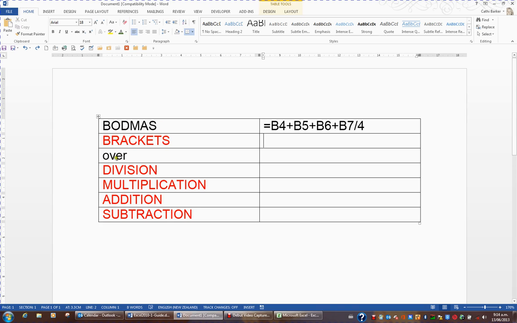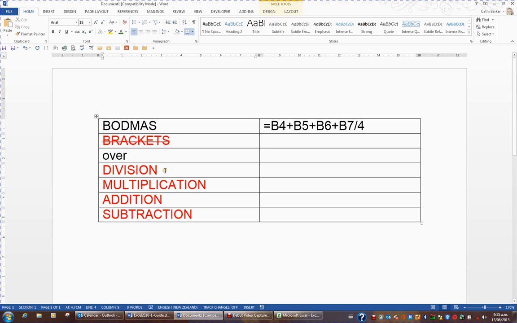The O just makes a word, so we use the term over. The D stands for division. The M stands for multiplication. The A stands for addition. And the S stands for subtraction. So when you enter a formula like this into Excel and you press enter, Excel is immediately going to look for the brackets first, and whatever's in brackets it will do first. There are no brackets in this formula, so Excel considers that to be done.